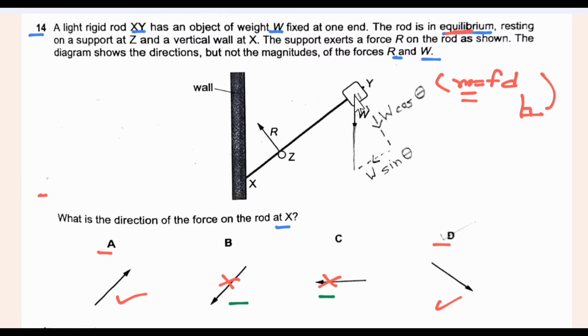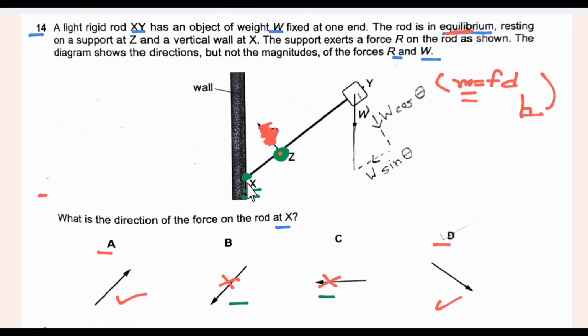So this point can never be the pivot, and we need to find the force X, so it can be the pivot. So the only possible option is Z. If we consider Z as the pivot, then this force R is acting from the pivot. That means its perpendicular distance from the pivot is 0. So we can ignore this force right now, because its perpendicular distance from the pivot, that is Z, is 0.